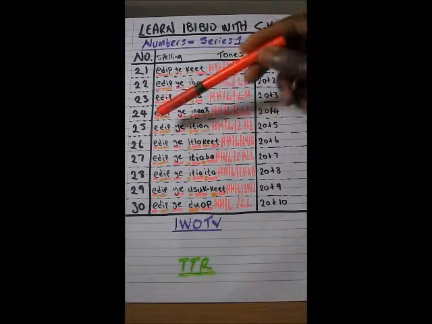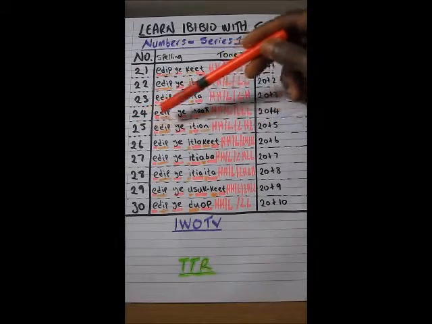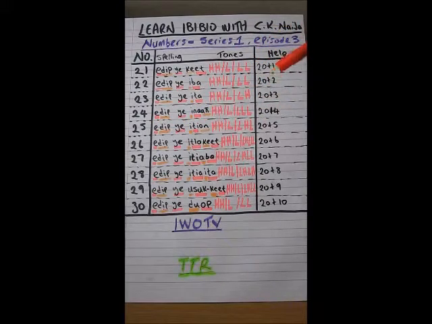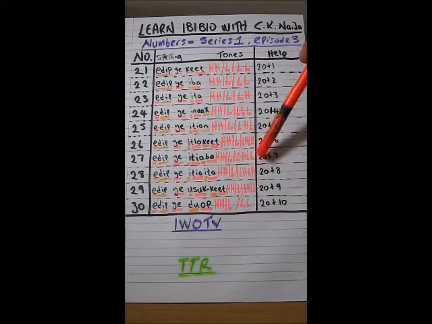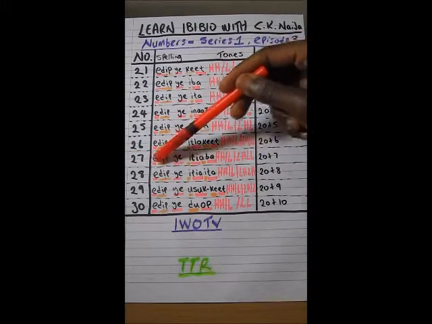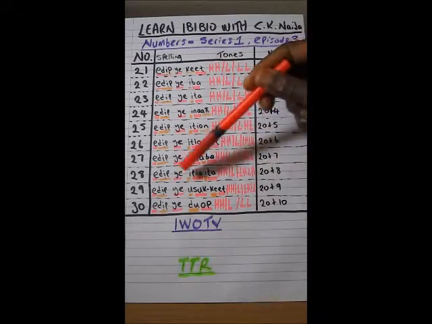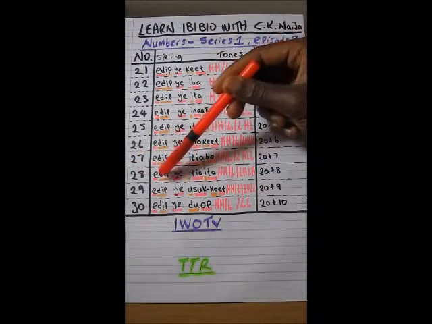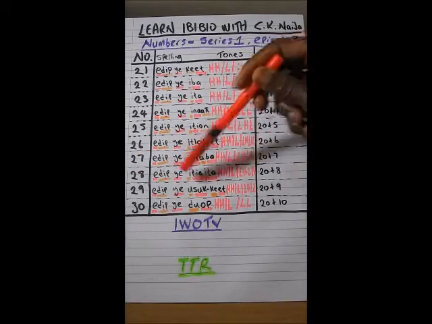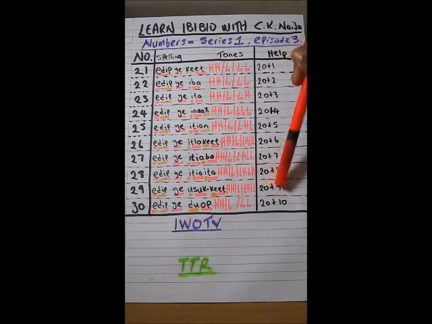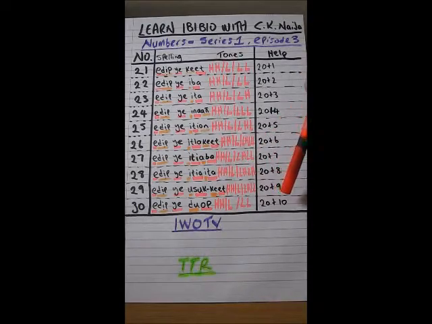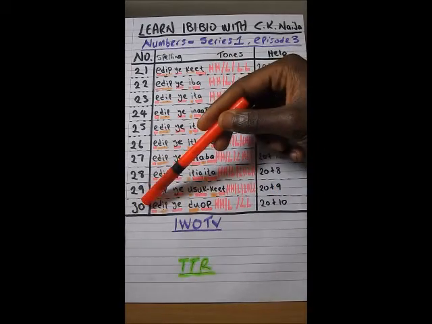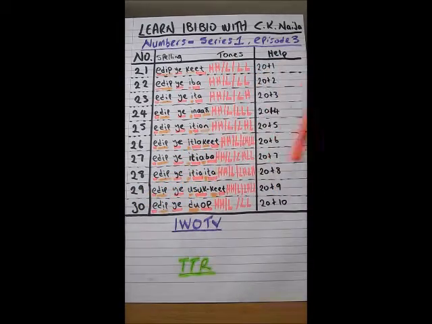20 plus 5, 25, edap ye ition. 20 plus 6, 26, edap ye itioket. 20 plus 7, 27, edap ye itiaba. 20 plus 8, 28, edap ye itiaita. 20 plus 9, 29, edap ye usoket. 20 plus 10, 30, edap ye duop.